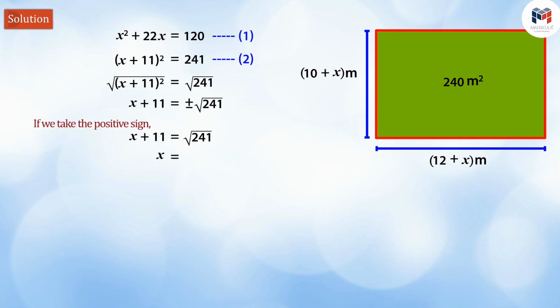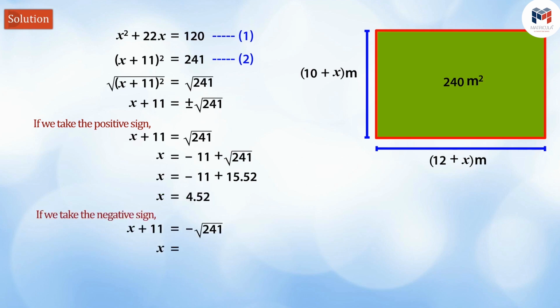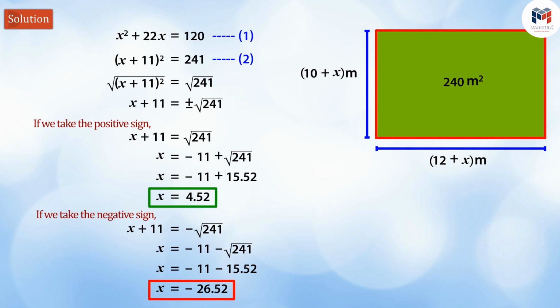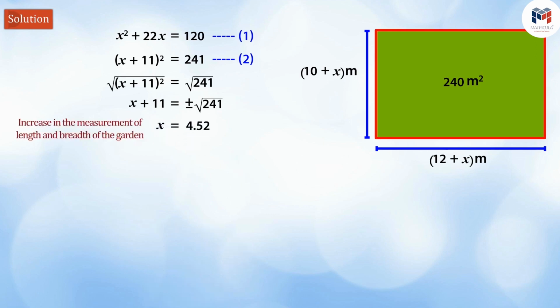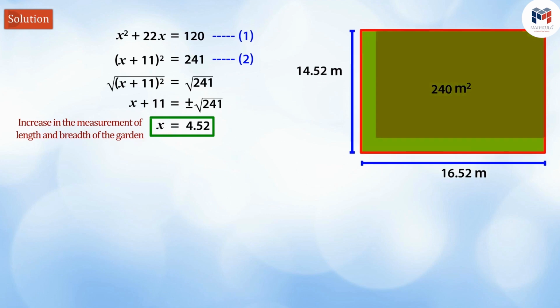Thus, if we take the positive sign, the value of x will be 4.52. And if we take the negative sign, the value of x will be minus 26.52. Here, we get two values of x. However, the dimension of the garden cannot be a negative value. Therefore, the increase in the measurement of length and width of the garden will be 4.52 meters.